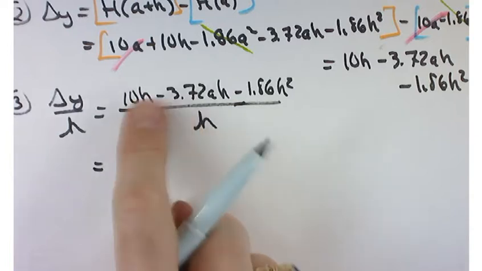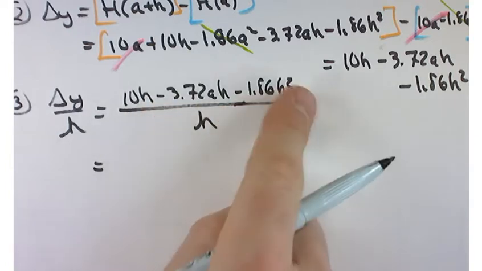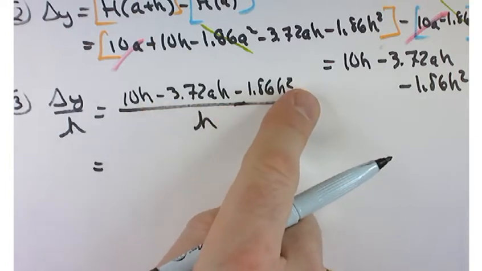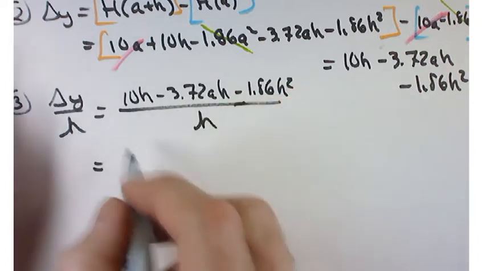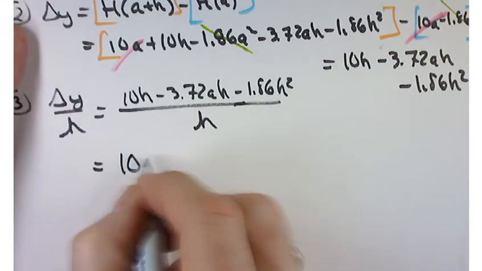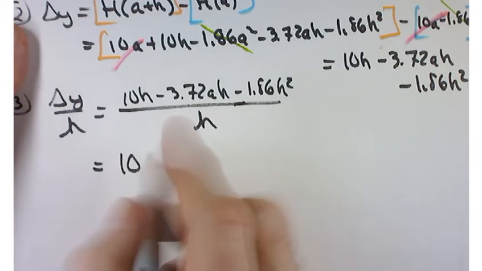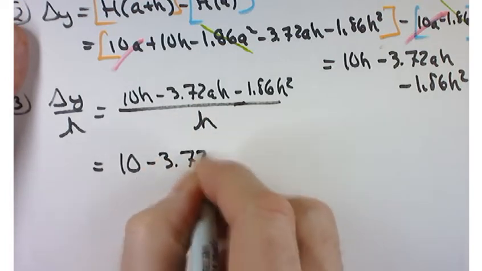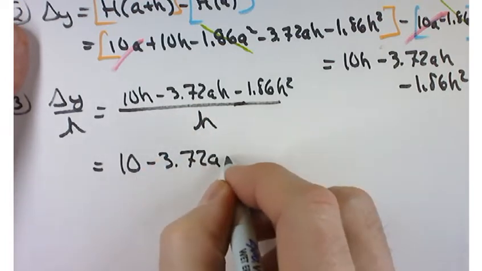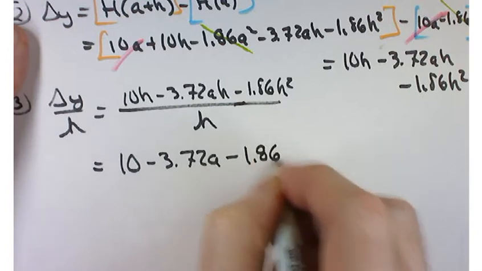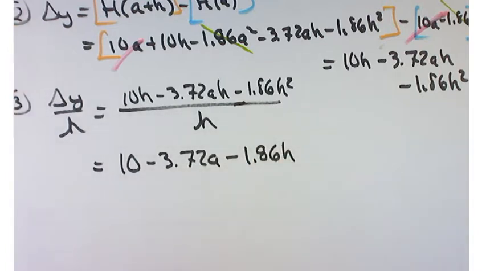Do I need to go through all the gory details, or can I just cancel out the h from everything and be done with it? Cancel it all? All right, that's good. What's that going to leave me with? 10 minus 3.72a. Perfect.